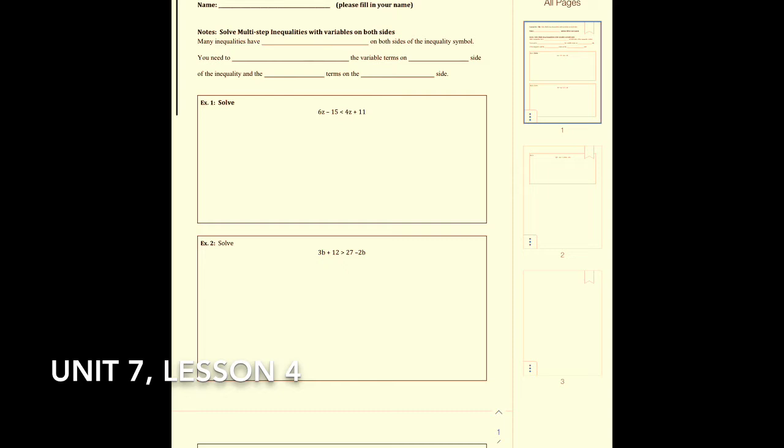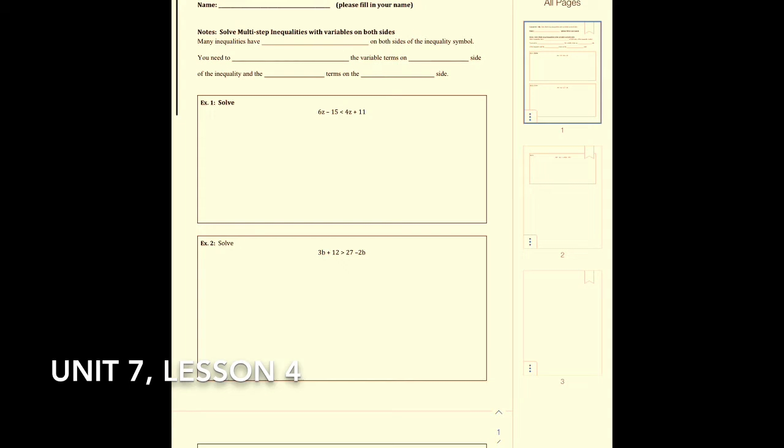I know it says 4.6 on your screen, but on your copy it will say 7.4. The objective today is to solve multi-step inequalities with variables on both sides. Please put your name on this document as you're going to submit this to me. You can find it in the handouts as a handout in the attachment section for today's lesson.